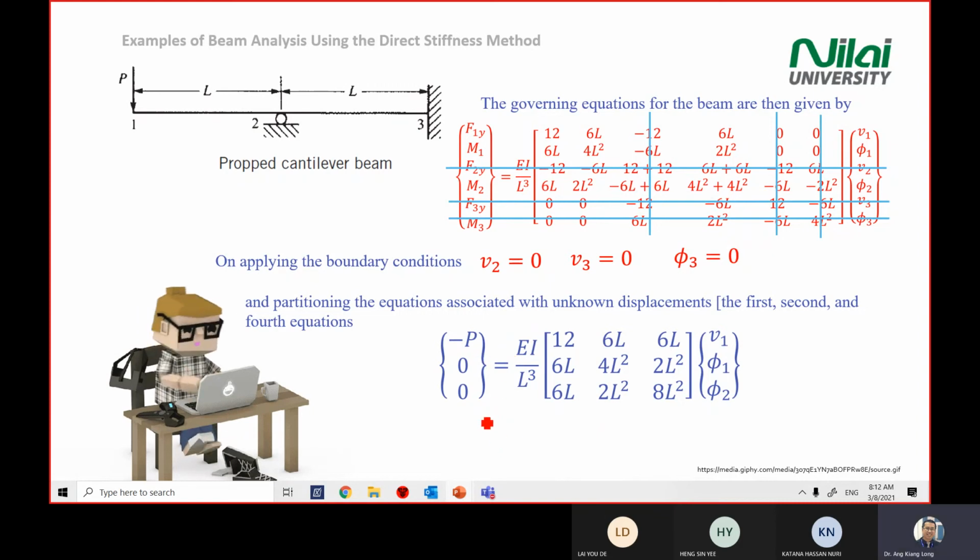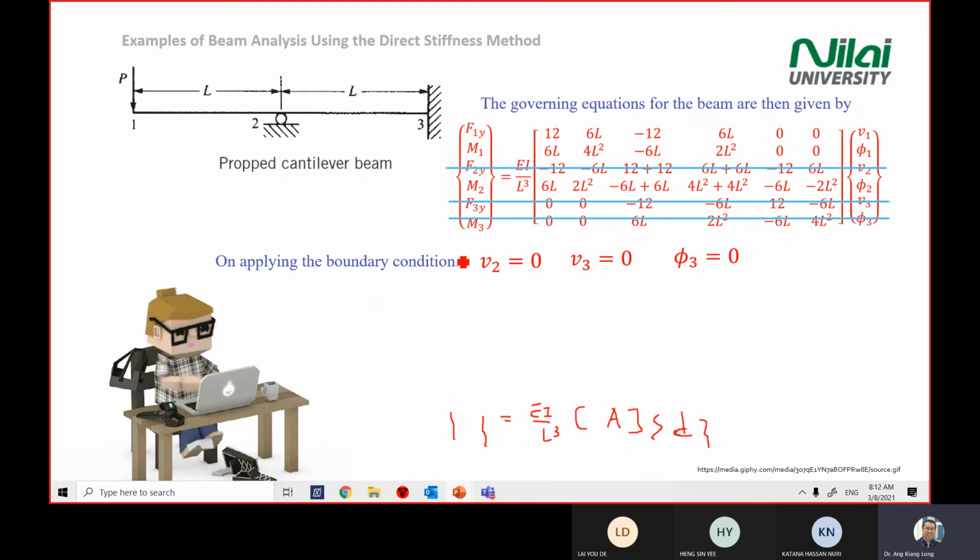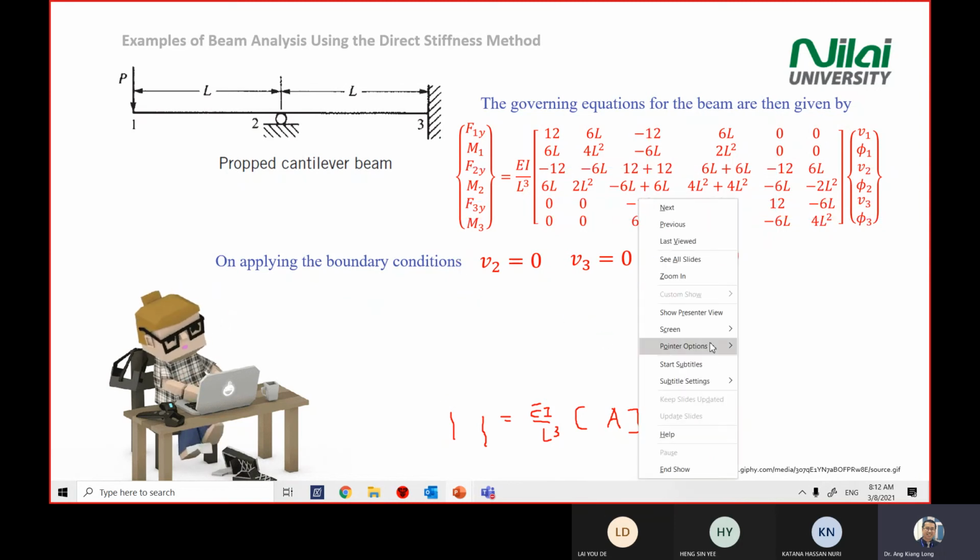Basically, let's say this is your A matrix, EI divided by L cubed, and this is your displacement. So what you did to solve your displacement will be moving your, okay, I'll write something somewhere. Let me clear the slides so that I have space.